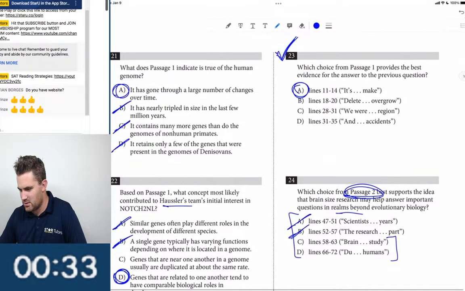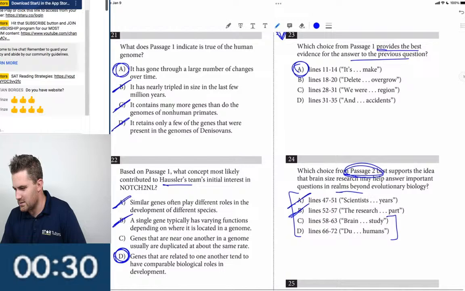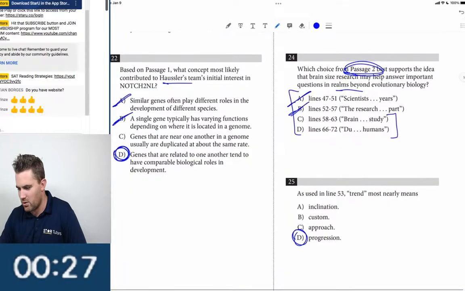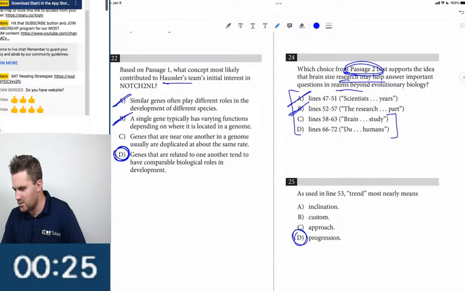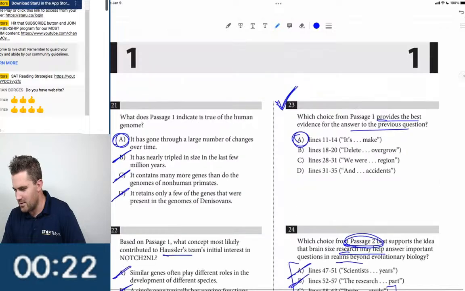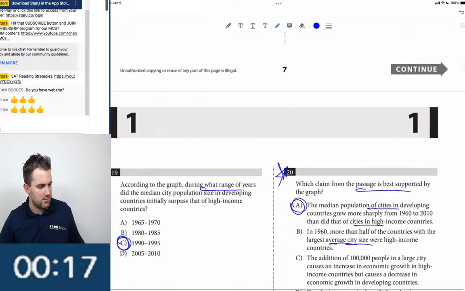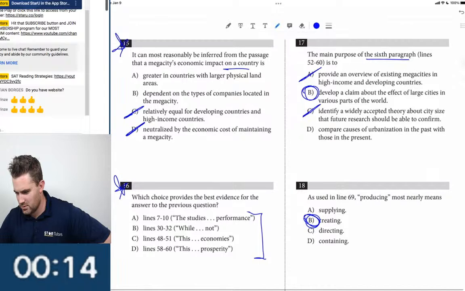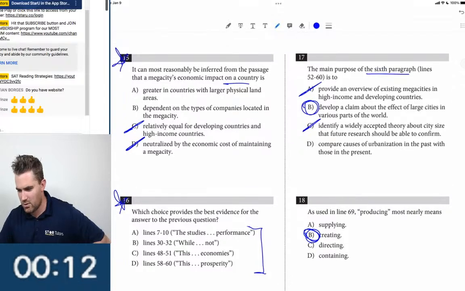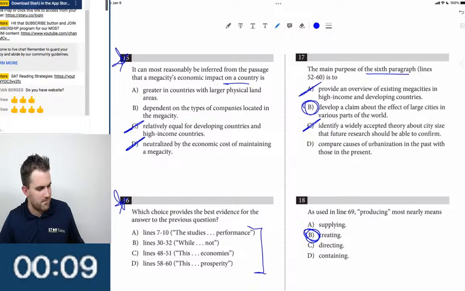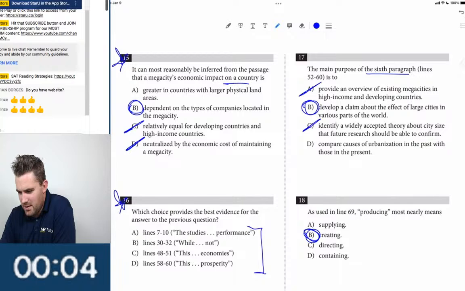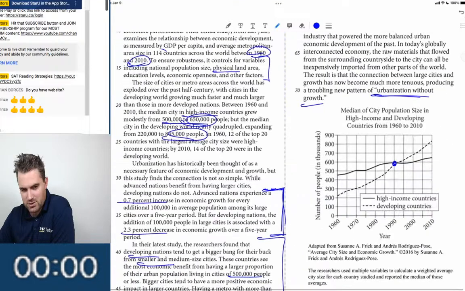Which choice from the passage provided the best evidence for the answer to the previous question? Oh, shoot. Oh, no, A, I got that one. I mean, I don't know, 24. I think there was another one that I had to go back to, unfortunately. It's my time. Shoot. Oh, yeah, I do remember this, though. I was going to go with B, I think. And then C. It wasn't A. I think it was B and C, wasn't it? Let me just check. There goes my time. Let me just see real quick.